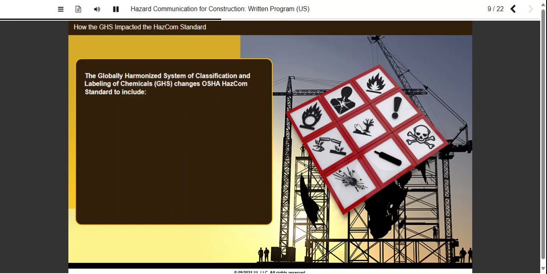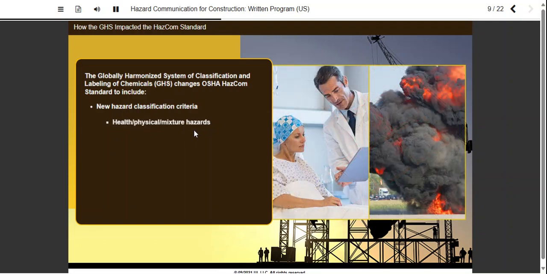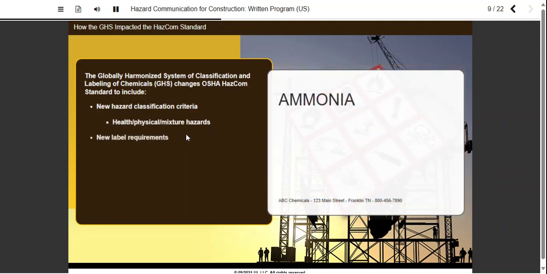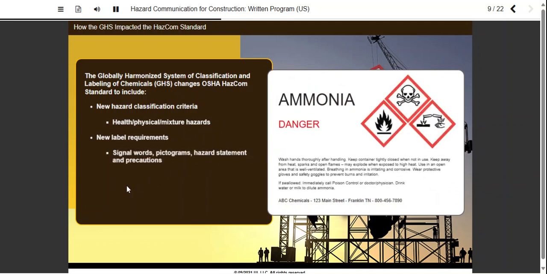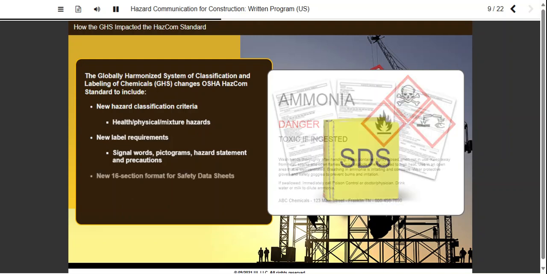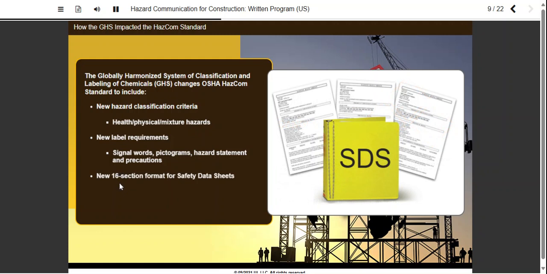OSHA HazCom standard included new hazard classification criteria. GHS specifies criteria for classifying health and physical hazards as well as mixtures. GHS requires labels include a harmonized signal word, precautionary statements, pictograms, and a hazard statement for each hazard class and category. GHS also introduced a 16-section format for safety data sheets. You may recall that these were previously known as Material Safety Data Sheets, or MSDSs.